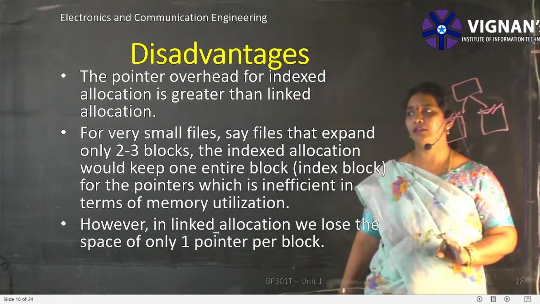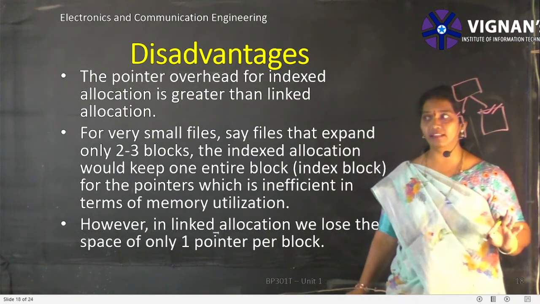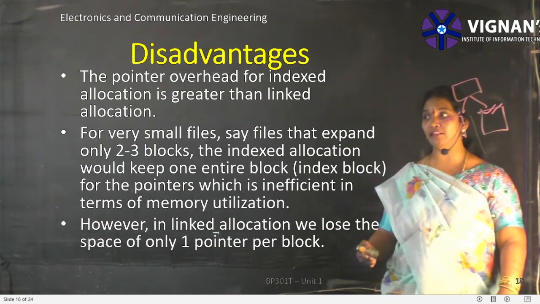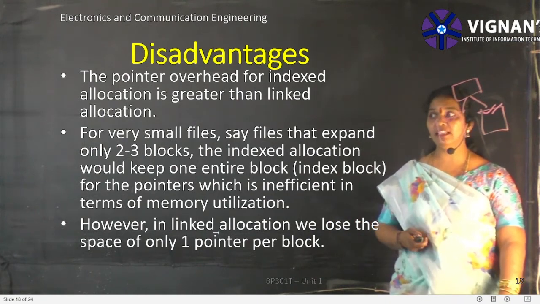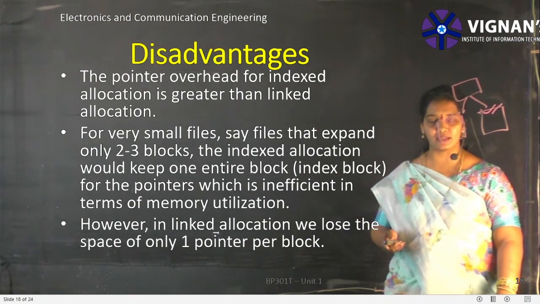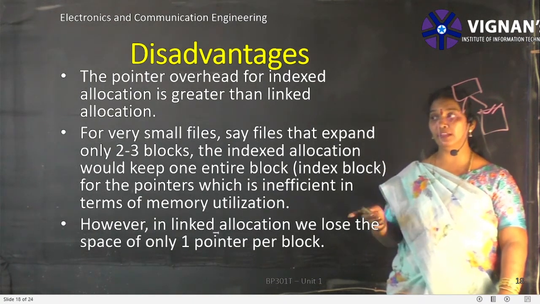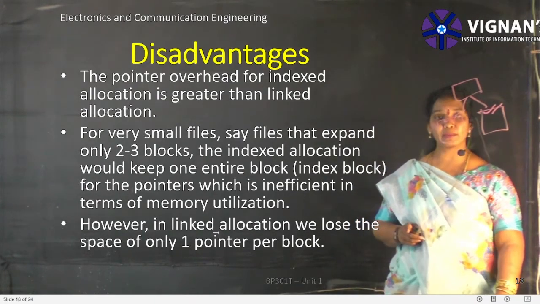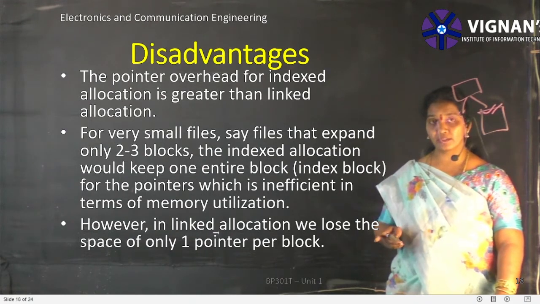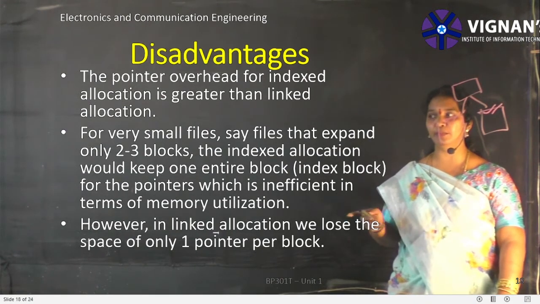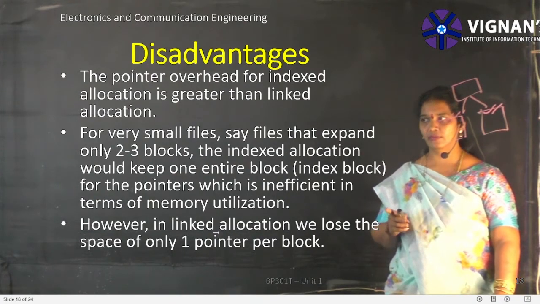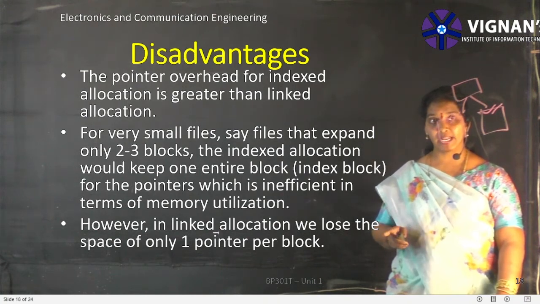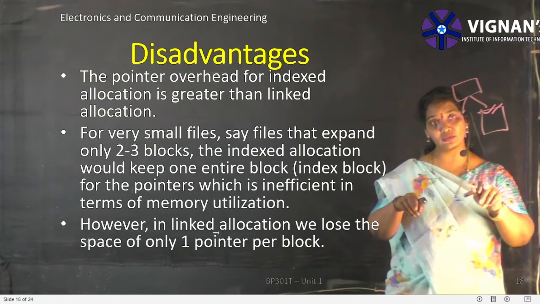The pointer overhead for indexed allocation is greater than linked allocation. For very small files, say a file that spans only 2-3 blocks, indexed allocation would keep one entire block, which we call the index block, for the pointers, which is inefficient in terms of memory utilization. However, in linked allocation, we lose the space of only one pointer per block, whereas in indexed allocation, we lose an entire block.